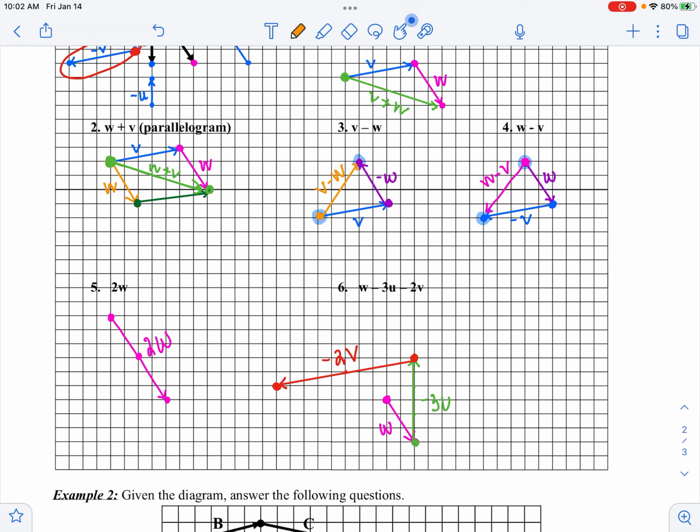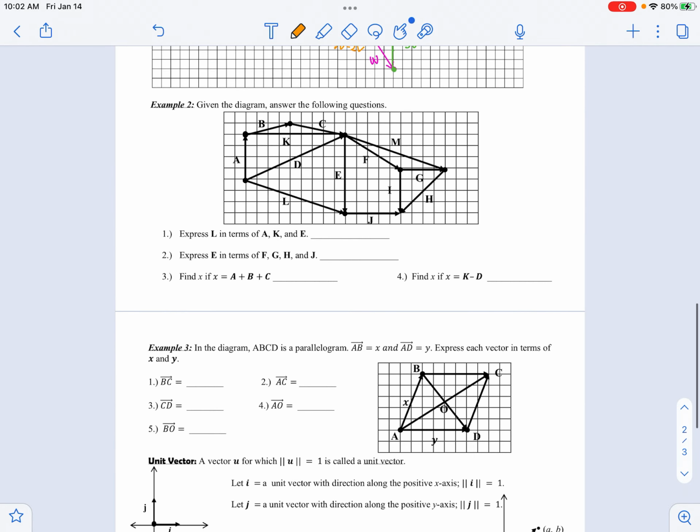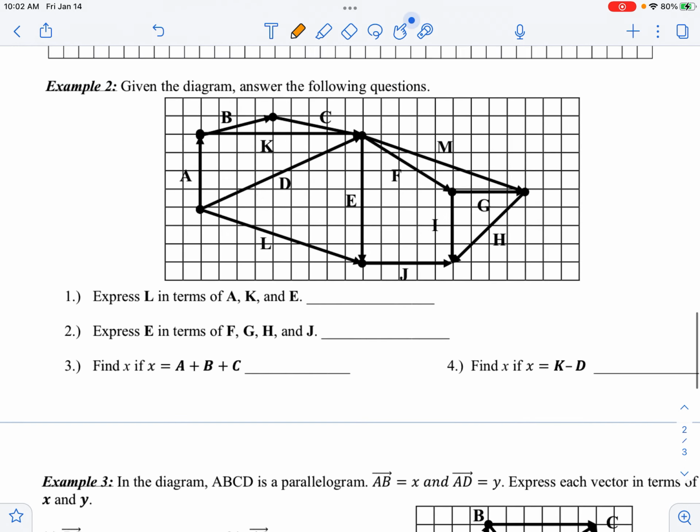All right, now I want to draw the vector, which I go to where I started, which was right here, my initial point, and then where I ended, my terminal point. Connect those two, and then show the direction, start to end. And there's your vector, which is w minus 3u minus 2v. Okay? All right, next it says, given the diagram, answer the following questions.